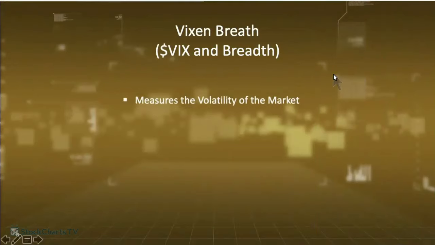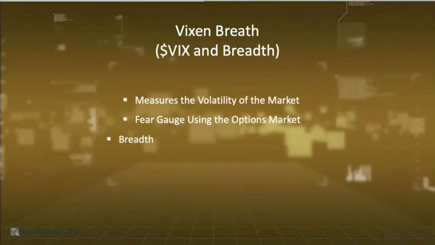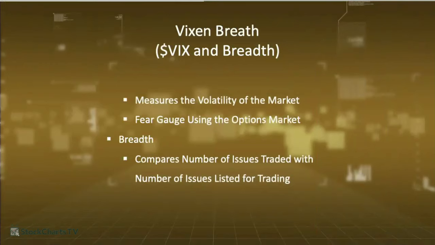All right, VIX and breadth. So the VIX basically measures the volatility of the market. It's like our fear gauge. It comes from the options market. It makes a comparison, and we can tell the implied volatility, and we use that to measure the overall volatility. Breadth simply compares the number of issues traded with the number of issues listed for trading. So you have a closed universe, say, of the S&P 500, and we look at advancing issues and declining issues. So which ones were advancing and which ones were declining. And then we use the advances minus declines as another indicator.